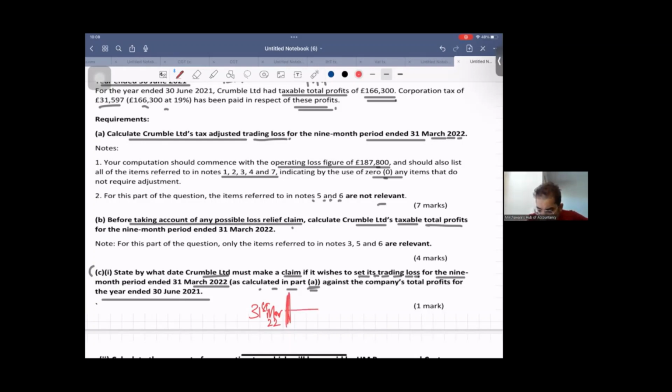So you have 2 years from the end of our loss making period, that is 31st March 24. This is the answer. 31st March 24 is the answer. I request you guys to please read this requirement again in a very calm way. If you read it, you will understand it.